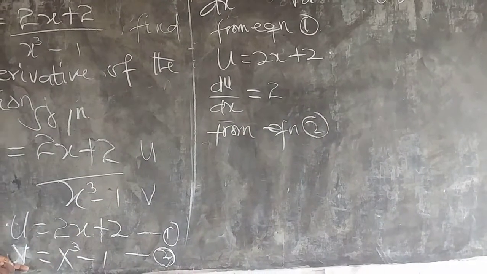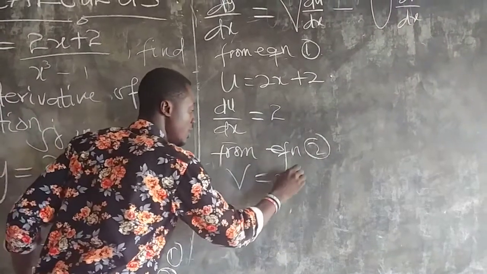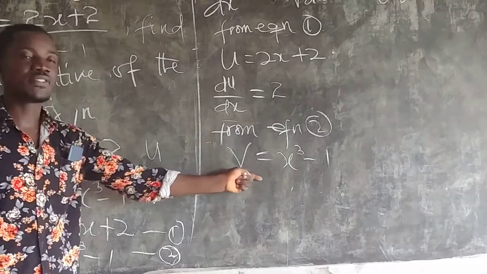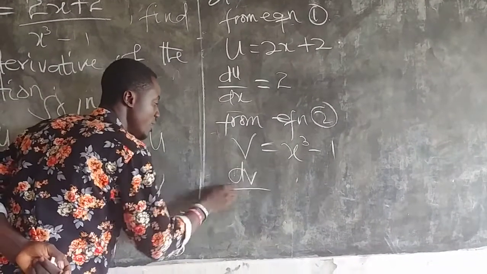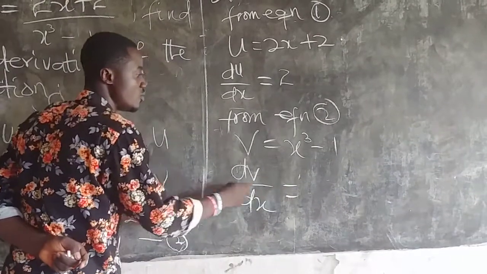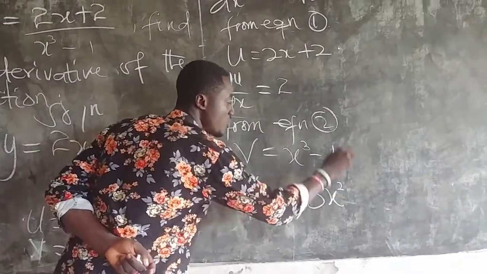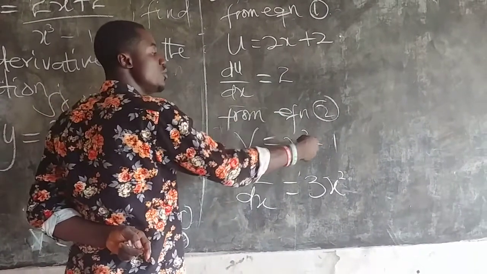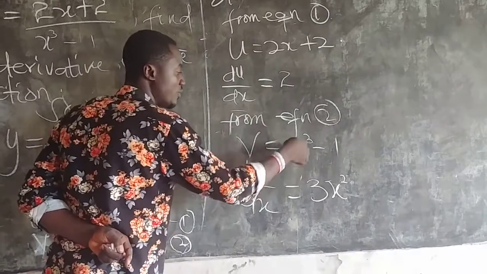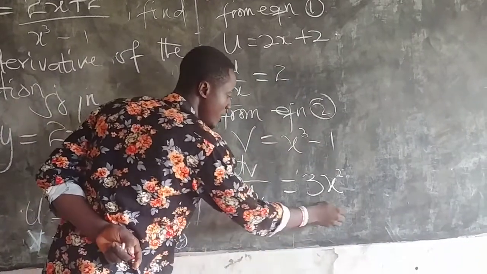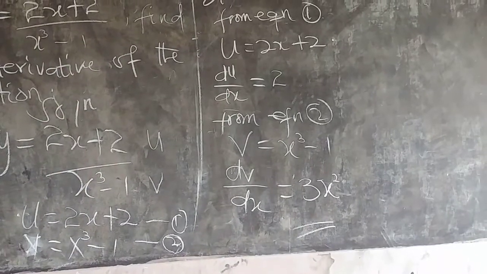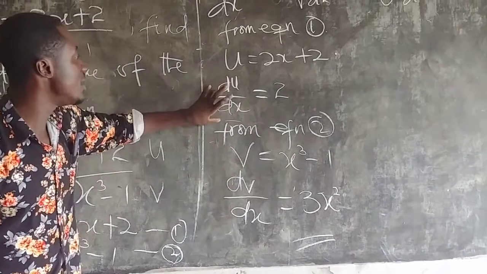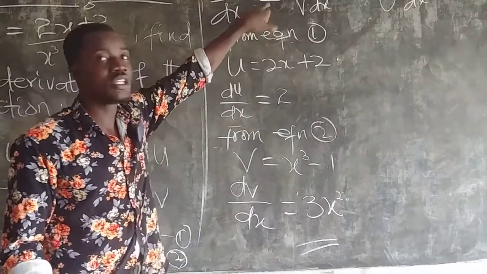From equation 2, v is equal to x cubed minus 1. So let's find the derivative of this function. dv/dx will be equal to 3x squared. As I said, you multiply the exponent by the coefficient of x and you reduce the exponent by 1. So you have 3 here, reduced by that 2. So we have now finished finding the derivatives. What next? Let's substitute u, v, du/dx and dv/dx into the formula.